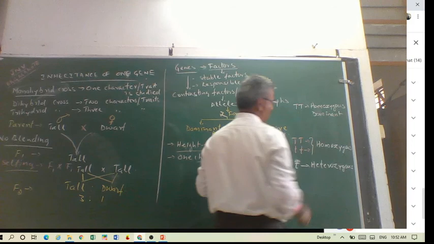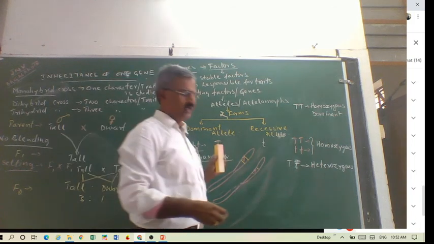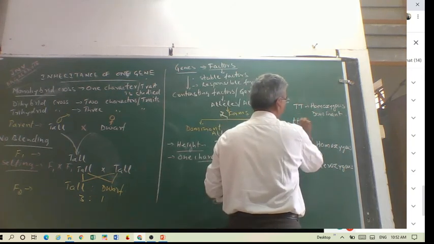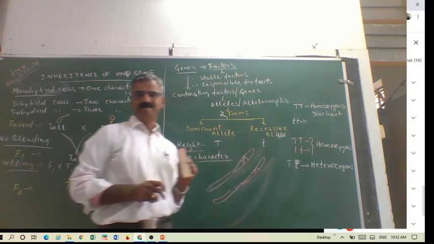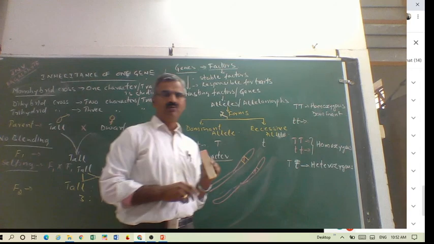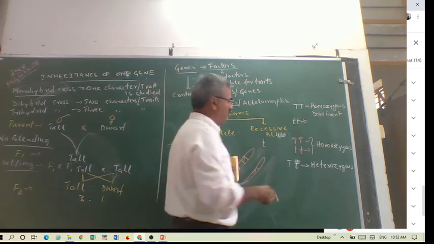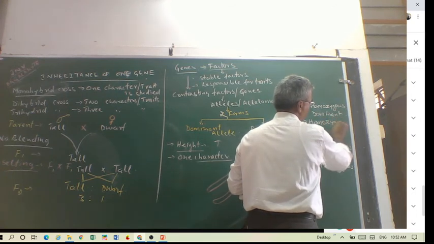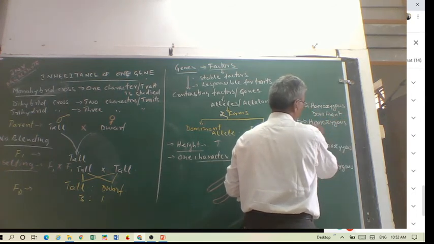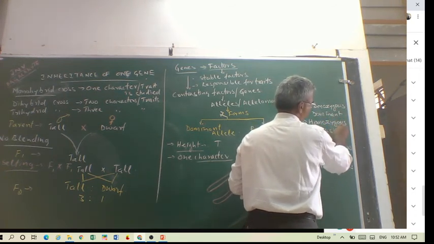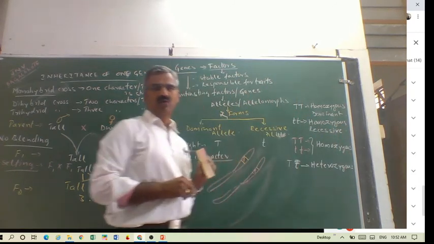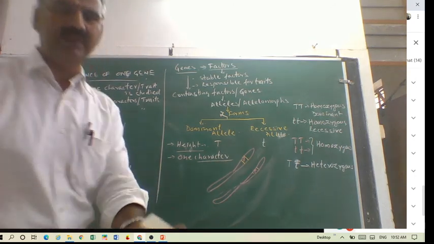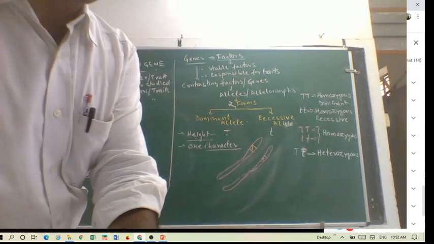And what about small t, small t? What about small t then? You are correct. What is that? Homozygous recessive. It is said to be homozygous recessive. So like this we are having these different forms here.